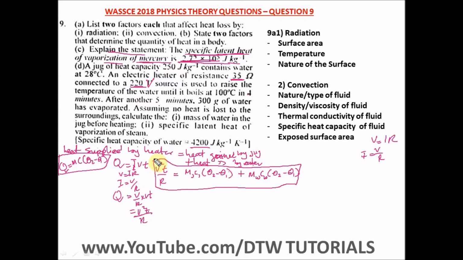All right. So when you have this, let us now state the parameters and their values. So from here our V is given as 220 volts. Our T: it says it is used to raise it until it boils at our final temperature of 100 degrees Celsius in 4 minutes. So our final temperature here is 100 degrees, and our time is 4 minutes.